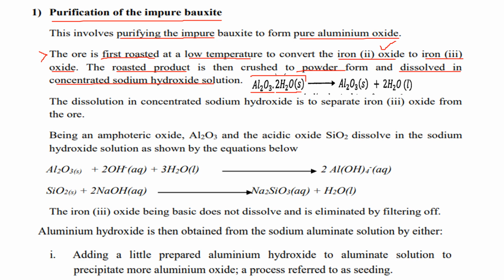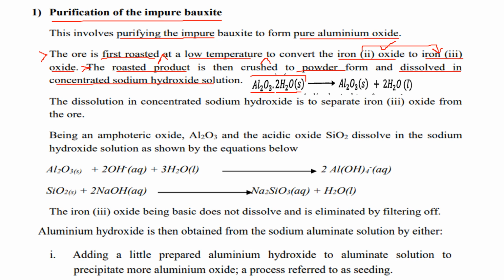So for the equation, you can add that the ore is roasted at a low temperature. You can put here an inverted V. First of all, to eliminate the water that is present in the ore, and next to convert some of the iron 2 oxide present to iron 3 oxide. Now, what's the purpose of this second sentence of the paragraph? The roasted ore is crushed into powder and then dissolved in concentrated sodium hydroxide.